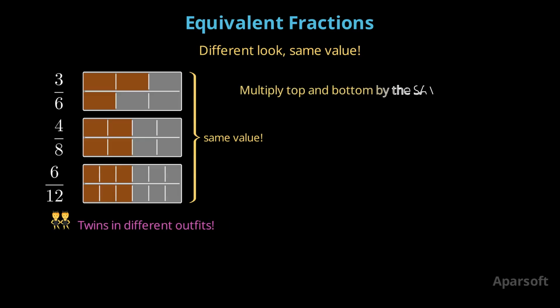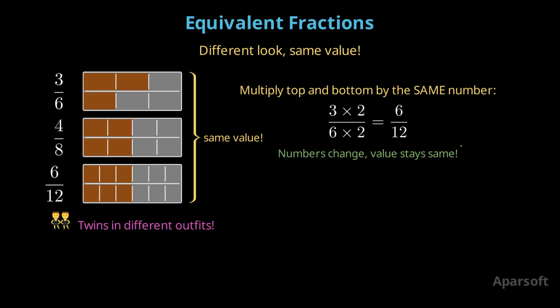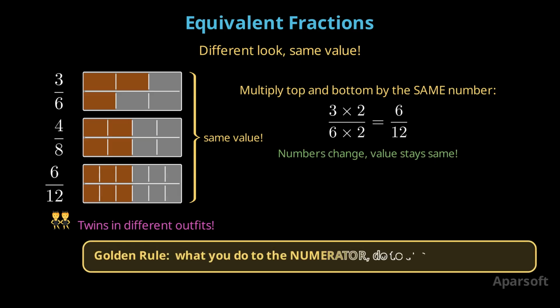How do we make equivalent fractions? It's simple. Multiply the numerator and denominator by the same number. Take 3/6. Multiply top and bottom by 2, and you get 6/12. The numbers change, but the value stays the same. This is the golden rule. Whatever you do to the numerator, you must also do to the denominator.